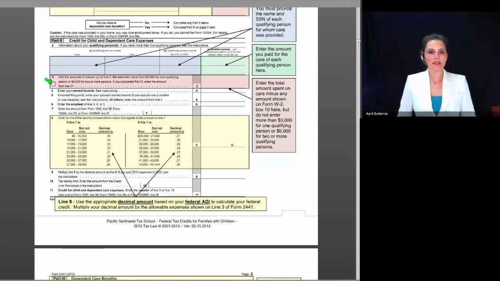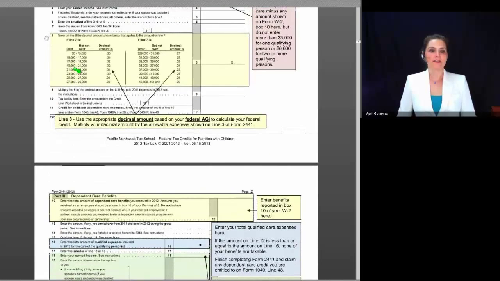Then in line three, it says enter the total amount spent on care minus any amount shown on Form W-2, box 10. But do not enter more than $3,000 on line three for one qualifying child or $6,000 for two or more qualifying persons. Underneath all of that, in the area highlighted in yellow, we have line eight.